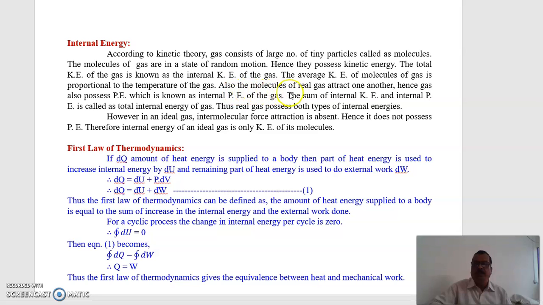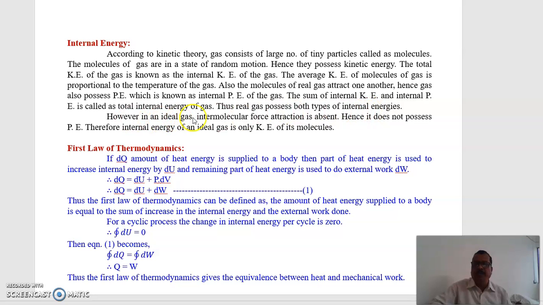Also, the molecules of real gas attract one another. Hence, gas also possesses PE, which is known as internal PE of the gas. The sum of internal KE and internal PE is called the total internal energy of gas. Thus, real gas possesses both types of internal energy.